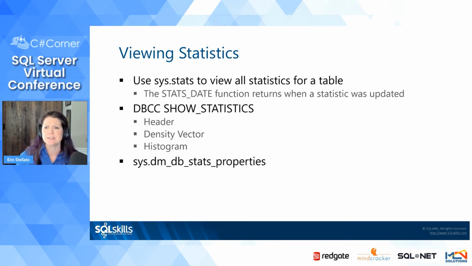We also have DMDB stats properties and DMDB stats histogram. These are DMVs that were added more recently. DMDB stats properties was added in 2012. Histogram, I think that was added in 2016. We don't have a DMV specifically for the density vector, but these are easier to use programmatically compared to show statistics.